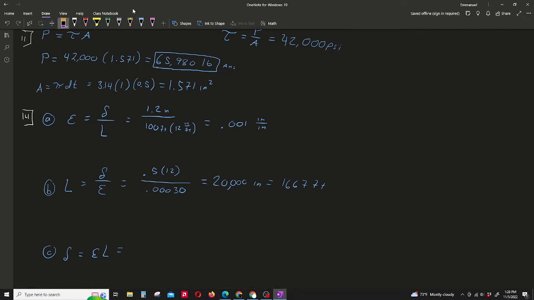Wrong problem right in here. Alright, yeah, so epsilon 0.00042 times the 1,000, and that gives us 0.42 inches.